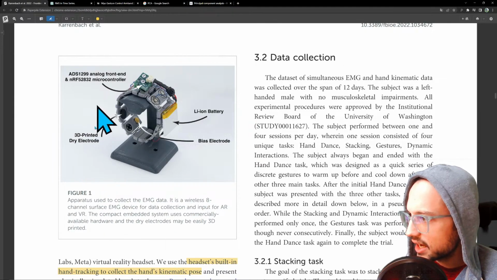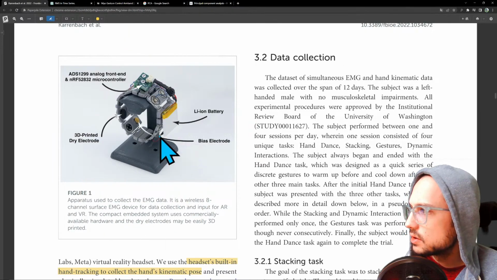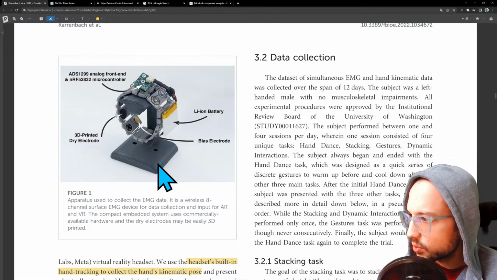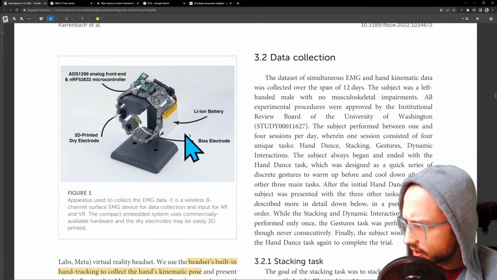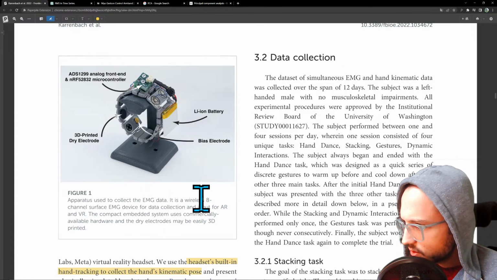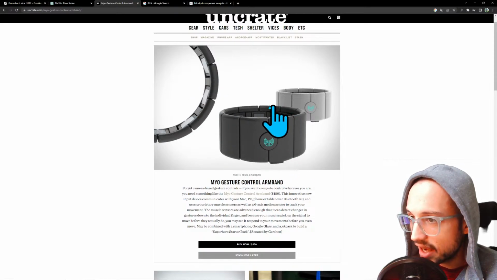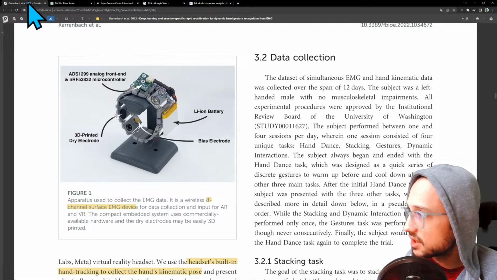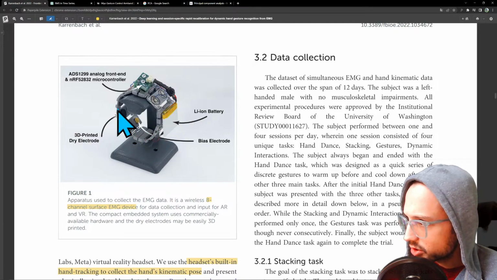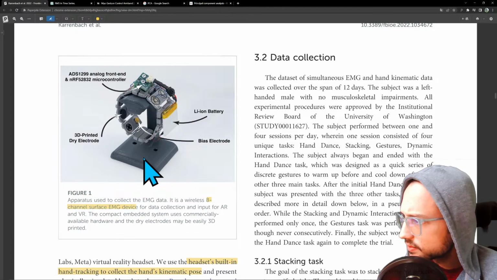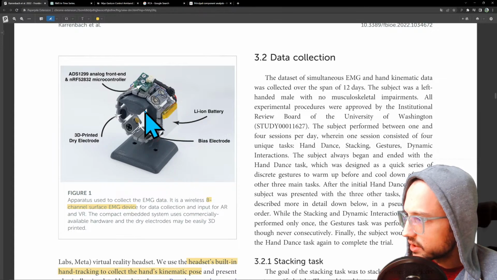So here we have the actual wristband, I guess, that they designed for this exact problem. 8-channel surface EMG device. So interesting that they decided to go for the same amount of EMG sensors as the Myo gesture control armband. Everything here looks 3D printed. Even the base that this is hanging out on is 3D printed. It has a battery, a little microcontroller. They 3D printed the dry electrode.